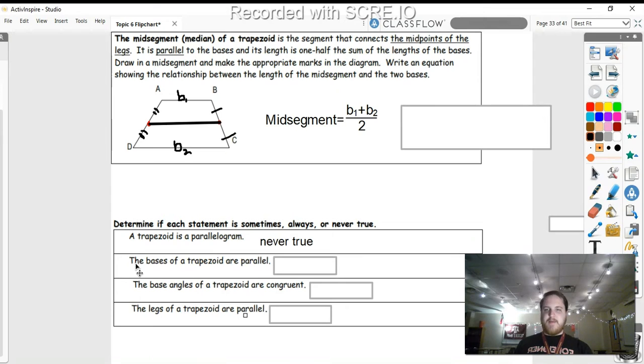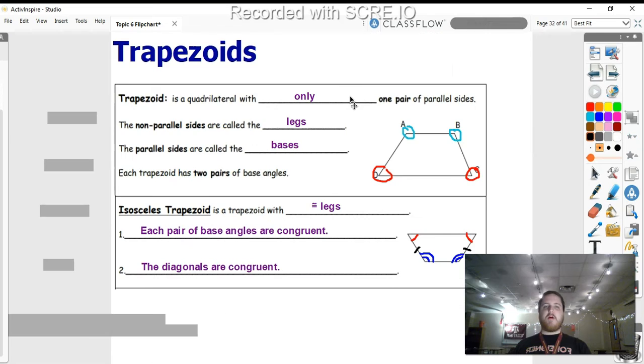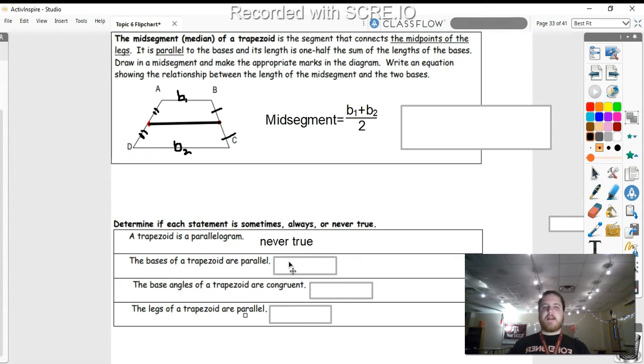Okay, the next statement: the bases of a trapezoid are parallel. Now, we just got done saying that a trapezoid always has one set of parallel sides, right? We've got exactly one pair. That's what we wrote on this page right here: only one pair of parallel sides. And we also wrote down that the parallel sides are called the bases. This is something that is always true.